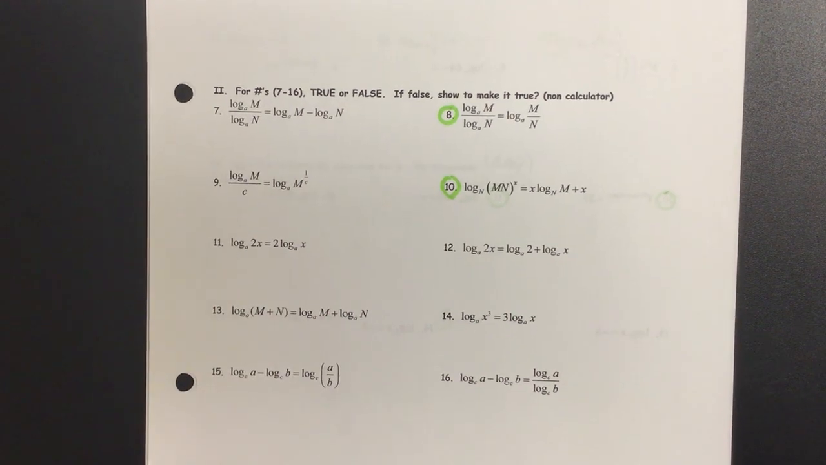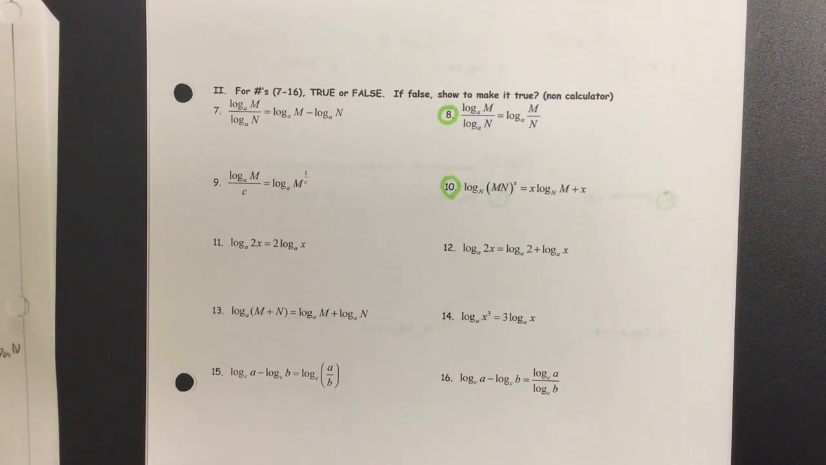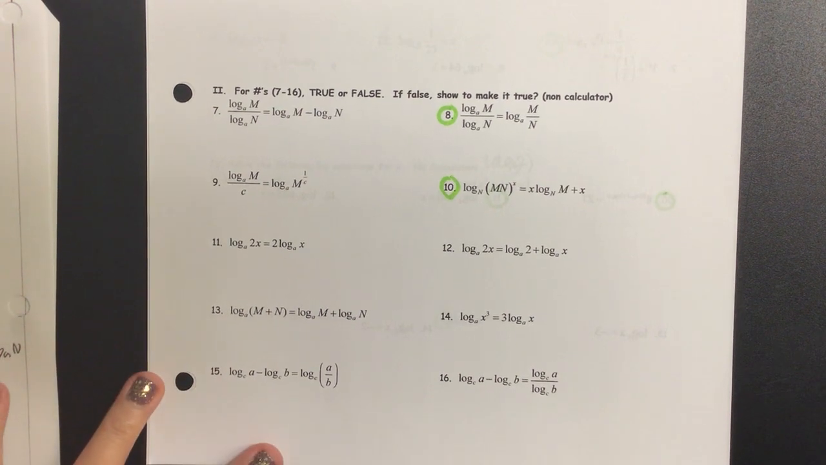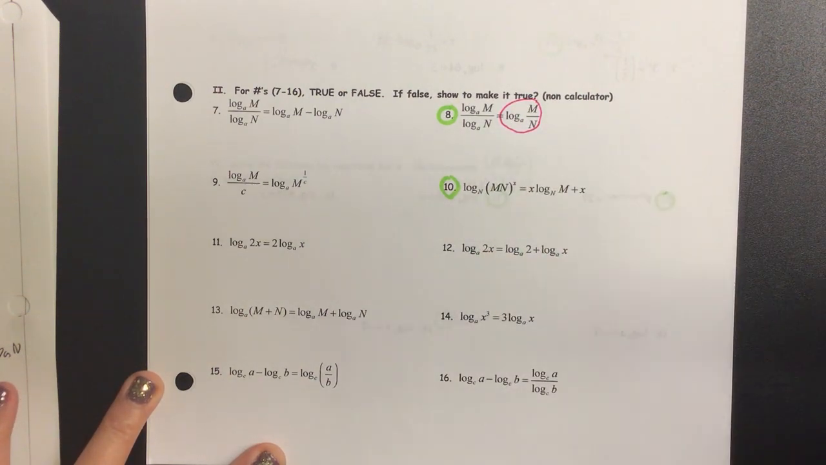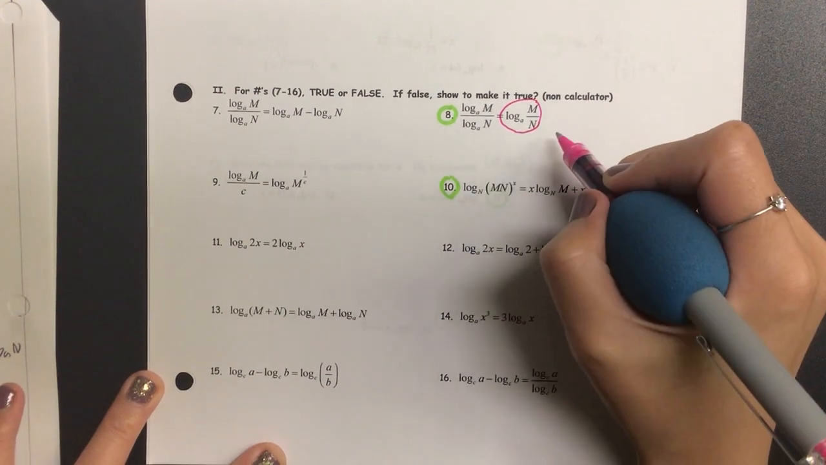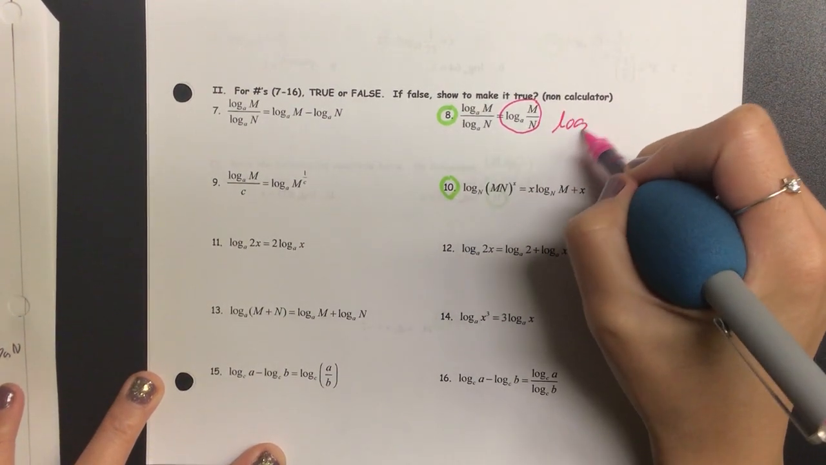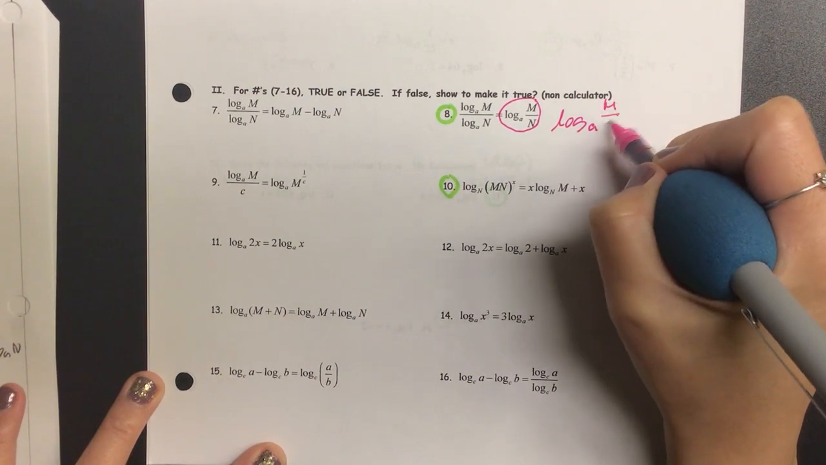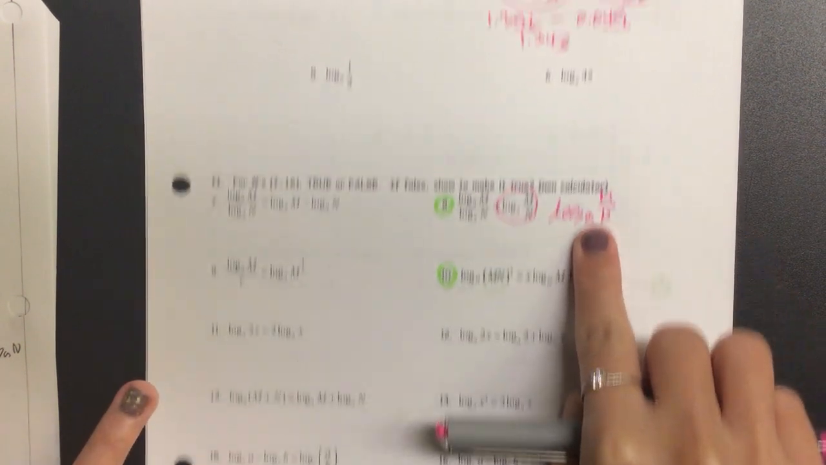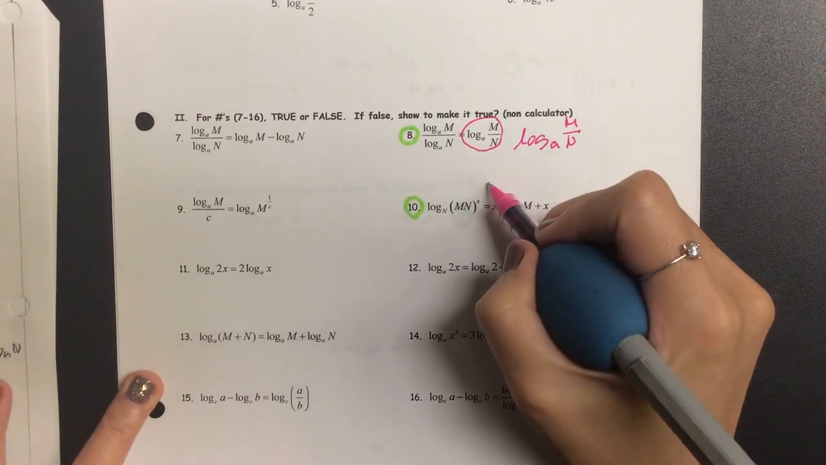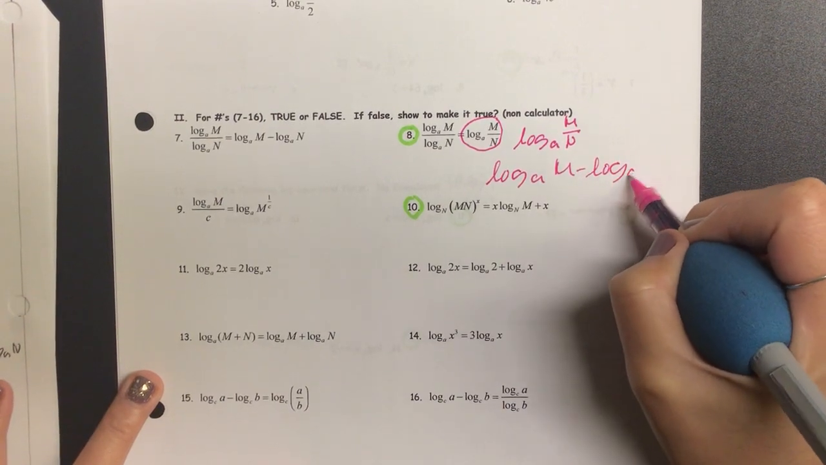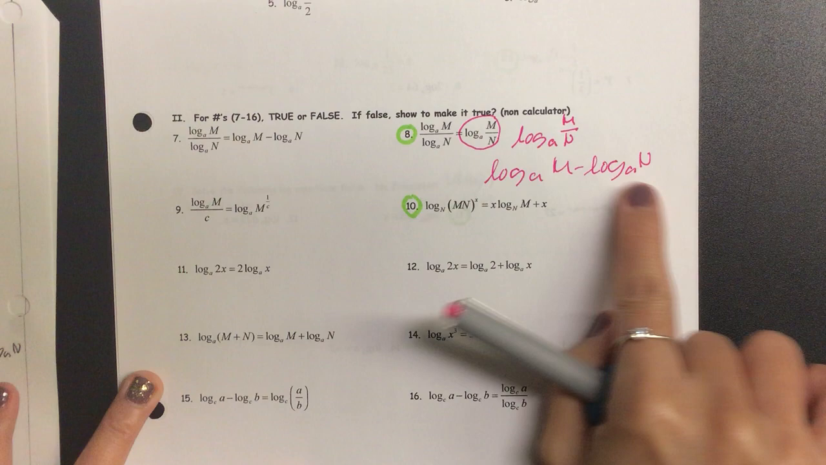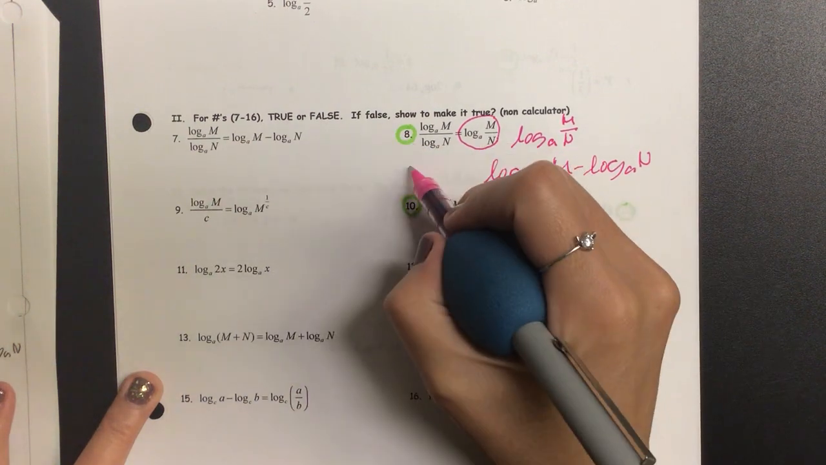Okay, Hunter, let's read the instructions. For numbers 7 through 16, true or false? If false, show how to make it true. Okay, so looking at number 8, I want to look at it from this side. Whichever side you look at, it really doesn't matter because from here I can actually separate this. If I have log base A of m over n, then we basically apply that. When it's divided, we separate it by what operation? Subtraction. So really in the end, when I expand this, it should look like this. And that does not look like the initial. So this one has to be false.